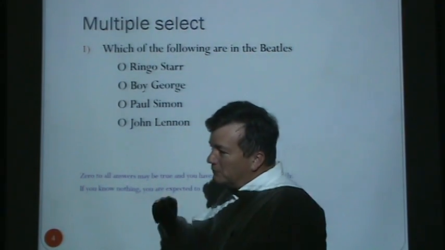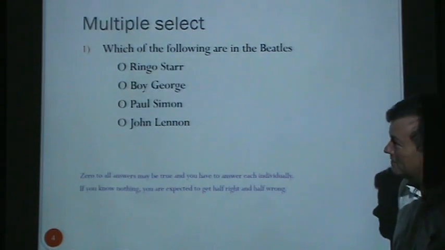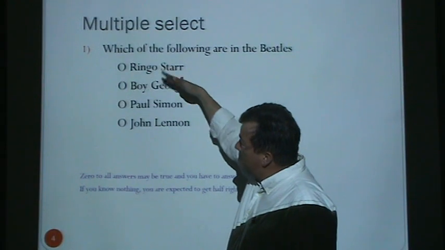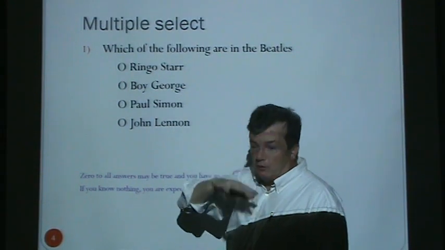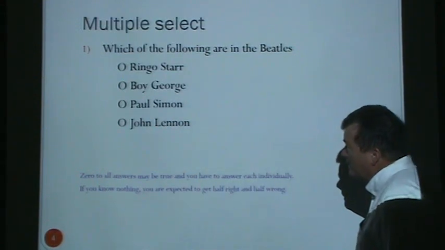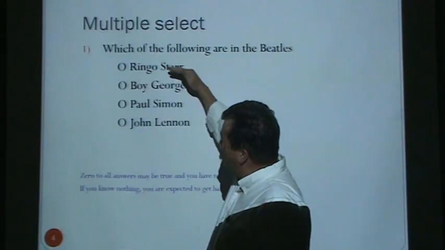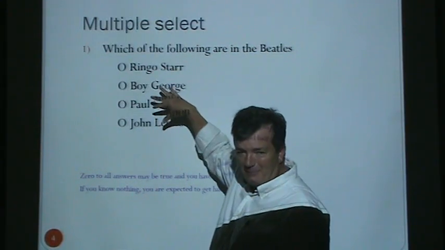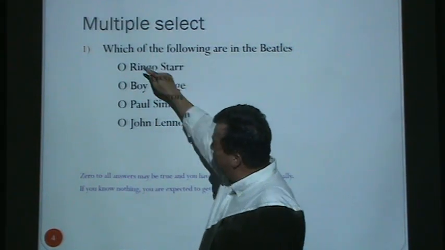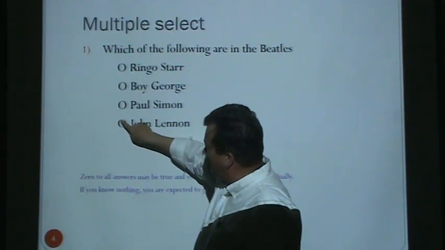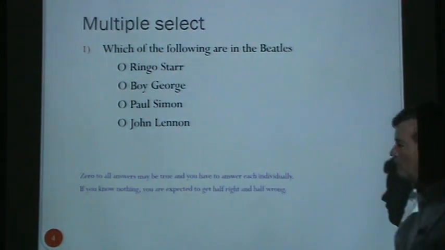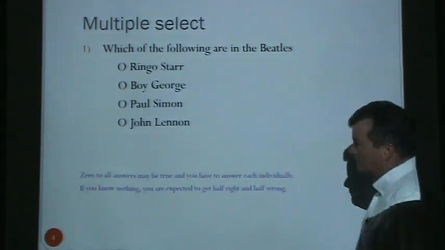Then there's the idea of multiple select. The multiple select question means you're asked a question, you have a bunch of choices, and some of them may be true, some of them may be false. They could all be true, they could all be false, and you have to decide which ones are true and which ones are false. Do you guys happen to know the answer to this one? No? Okay. So let's say, for example, the first choice and this last choice are true, and the two in the middle are not true. So zero to all answers might be true, and you have to decide which ones they are.